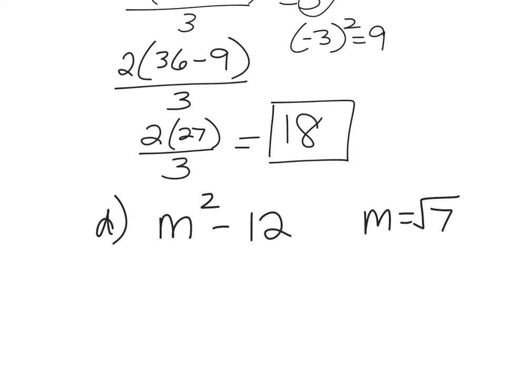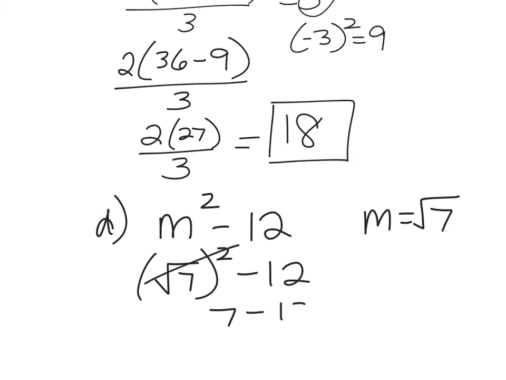What'd you get? -5. Good. Anybody else get -5? Good. Okay. So square root of 7 squared minus 12. The square root and the squared just kind of cancel each other out, and you get 7 minus 12 is -5. Good job, you guys. All right, we are down to the nitty-gritty. The last one, letter C.